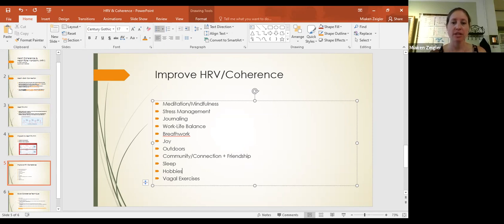The other thing is vagal exercises. Your vagus nerve is your parasympathetic nervous system. That's that rest and digest. It takes you out of a stress state and shifts you into more of an anchored, settled-down state. So for vagus nerve exercises, anything that you can do to elicit that vagus nerve.